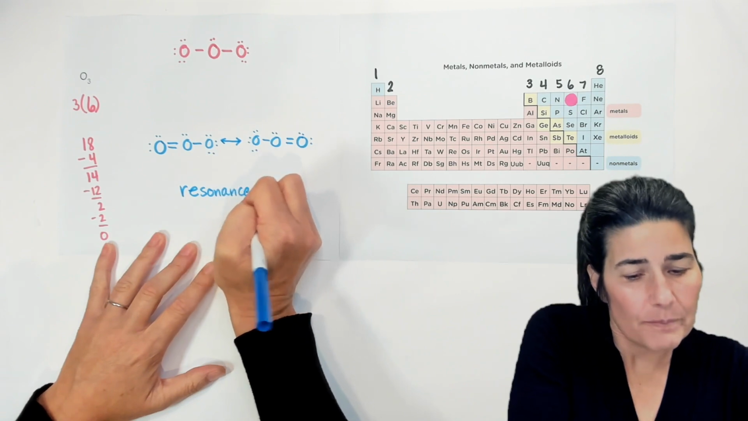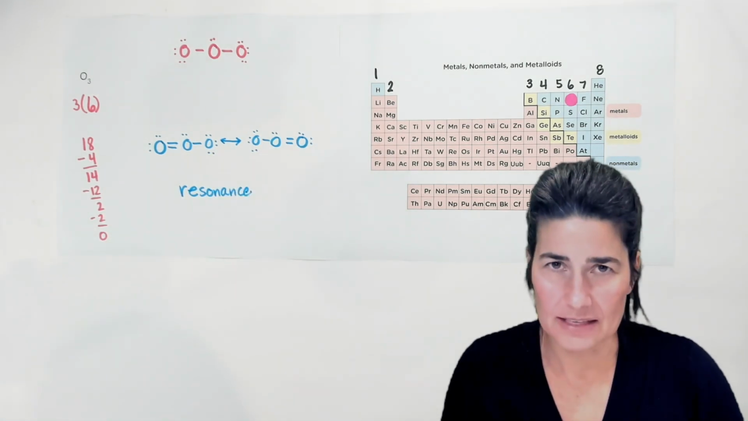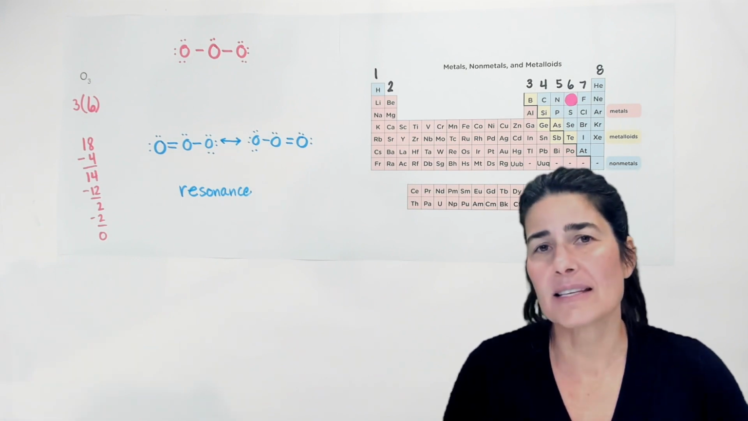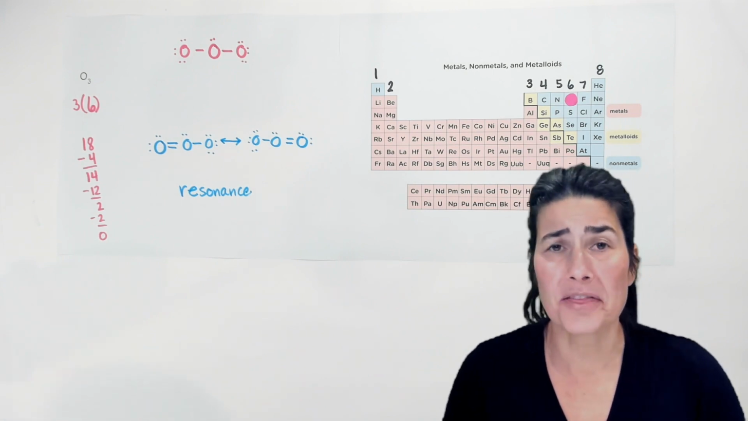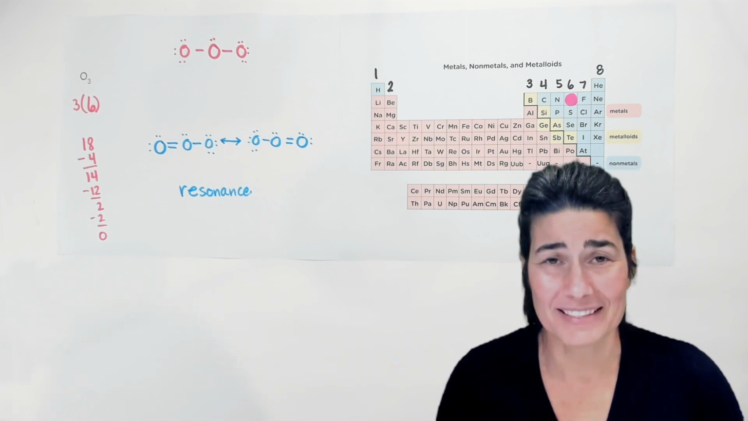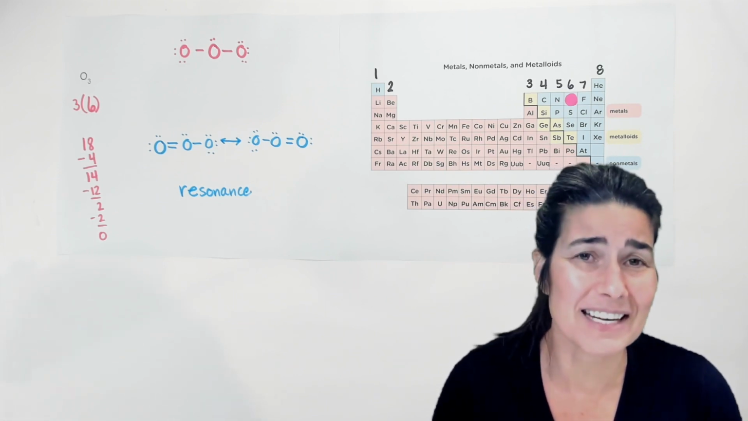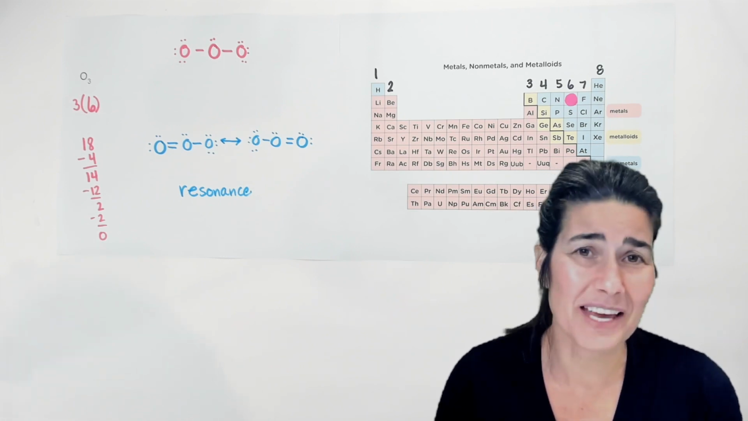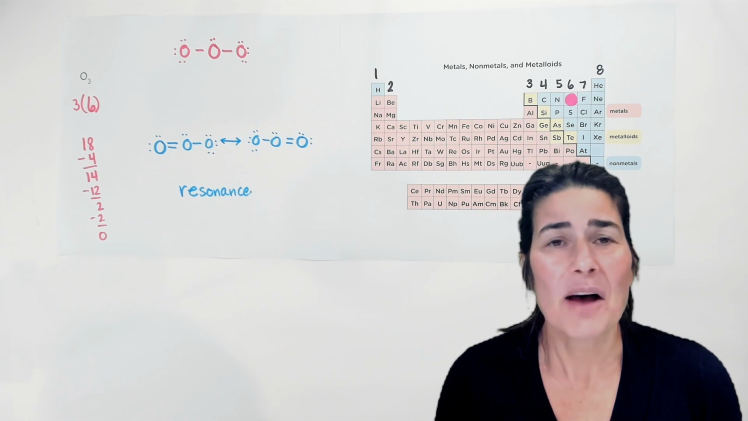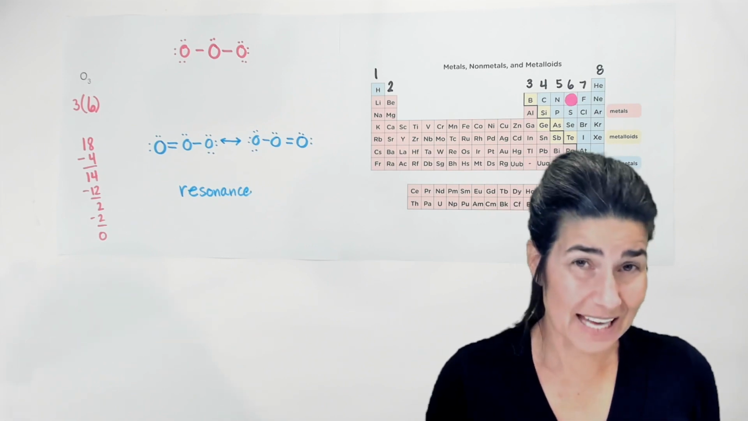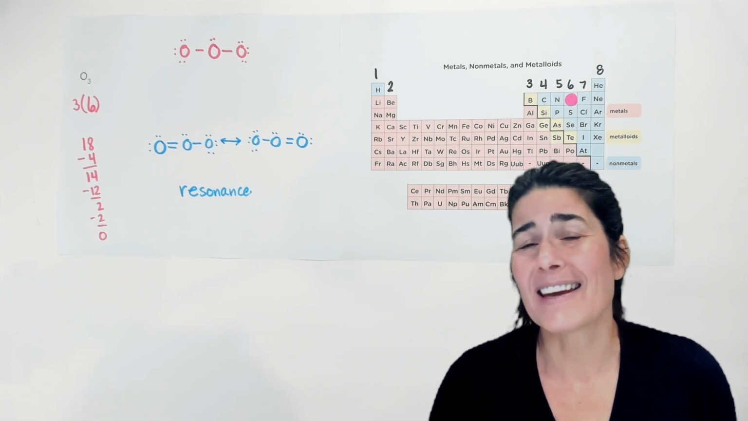The name of this particular type of picture or this particular type of circumstance is called resonance. Now, you're not going to understand completely what resonance is until you've studied something called hybrid orbital theory and you've studied things called sigma and pi bonds. And you probably haven't studied those yet. And you will study resonance a lot when you hit organic chemistry.